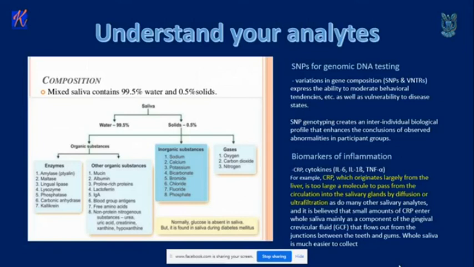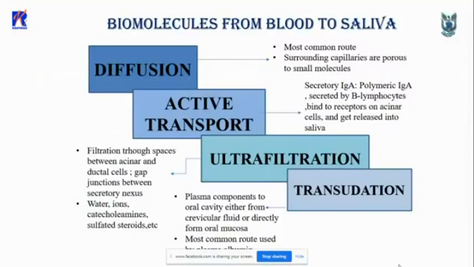I'll talk about it. So just by changing whether it is a biomarker of inflammation, a protein component, or DNA, the analyte, the scenario becomes totally different, right from what methodologies we will use and how we will collect the sample. Everything changes.